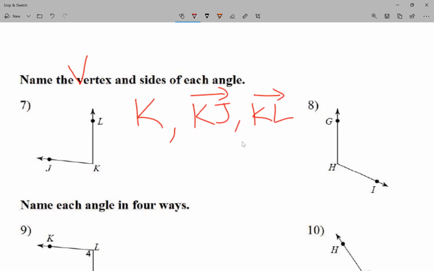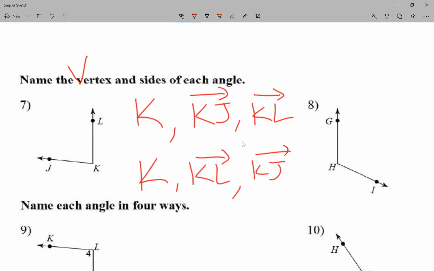Notice how I wrote my little arrow sign on the top. They both start at K, right? My sides, they both start at K. One of them goes through the point J, and the other one goes through the point L. Which one of the two rays do you write first? It really doesn't matter. So what I mean with that is, if you wanted to say the vertex was K, well, that's it, right? And then the sides, you wanted to write KL first, and then KJ second, that's fine.